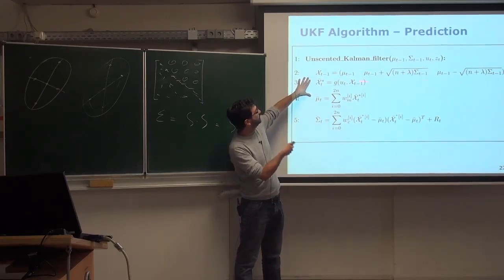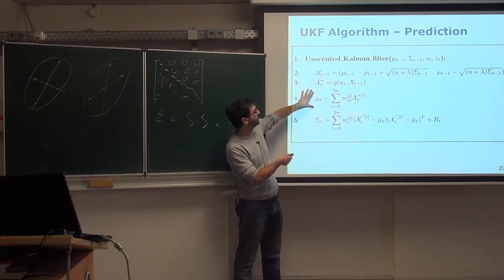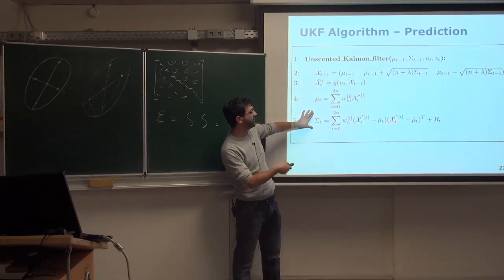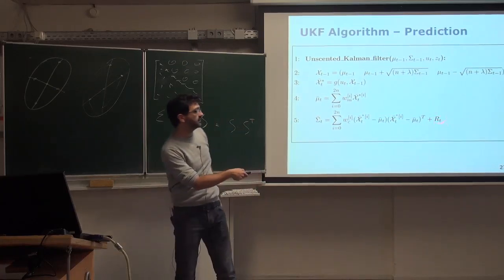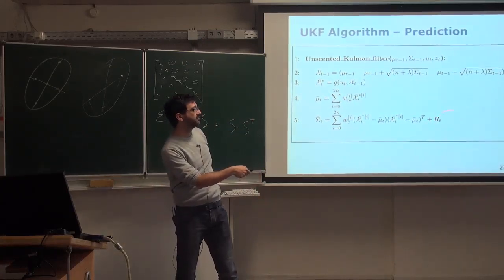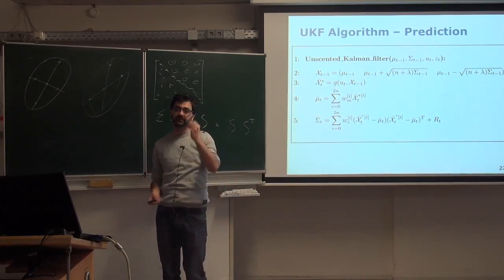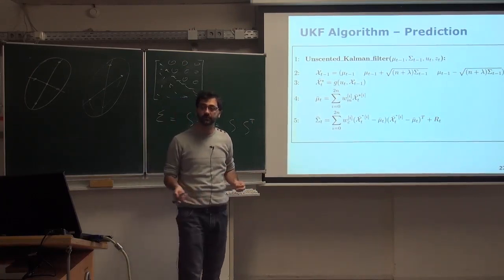These are the sigma points. These are our nonlinear functions, so the transformed sigma points. We compute the new mean. We compute the new covariance. And of course, we add the covariance of the motion model. So we add the error that we have in our motion.